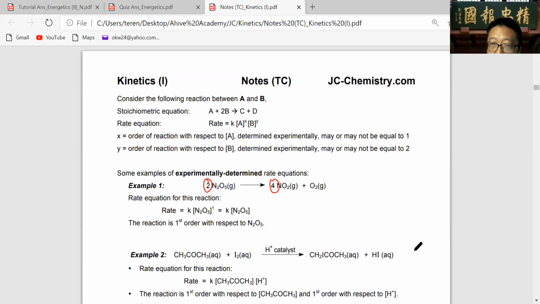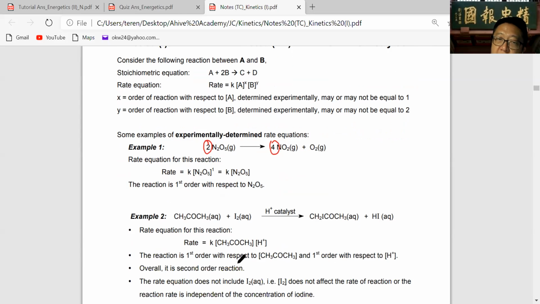Coincidentally from this equation, can you see the rate equation is 1 and 1. You have 1 mole, we have 1 mole. The order is also 1 and 1. This is why I say may or may not be. So overall it is a second order reaction. Your iodine over here does not affect your order of reaction. Iodine is not represented inside the rate equation. So the reaction rate is independent of the concentration of iodine.